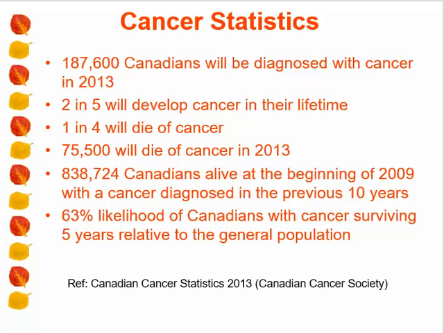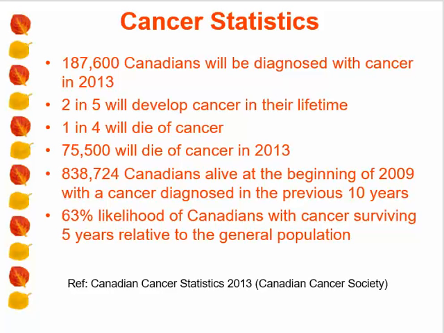So these statistics here are from 2013, but there hasn't been much change. It's somewhere around 200,000 Canadians diagnosed each year with cancer. 2 in 5 people will develop cancer in their lifetime. That's quite a bit. That's 40% of people. 1 in 4 people die of cancer. That's 25% of people who die of cancer in Canada.